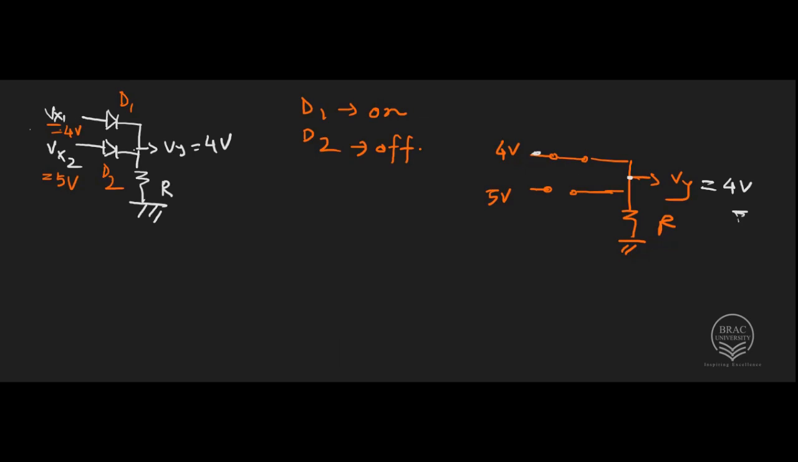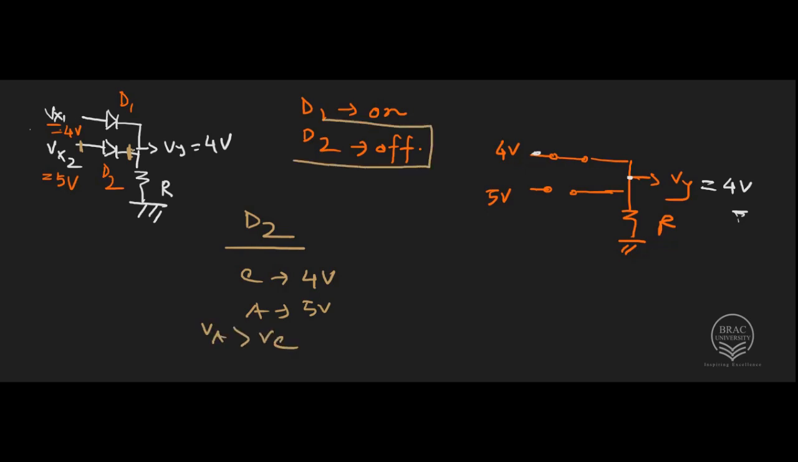Now if Vy is 4 volt, you can see that this is the diode D2, and this is Vy, which is equal to 4 volt as we have found here. So for D2, the cathode voltage at this point is 4 volt, and the anode voltage at this point, Vx2, is 5 volt. So anode voltage is greater than cathode voltage, but we are assuming that D2 is off. So this is also not possible. That leaves us with only one option, that is D1 is off and D2 is on. Let's analyze that circuit.